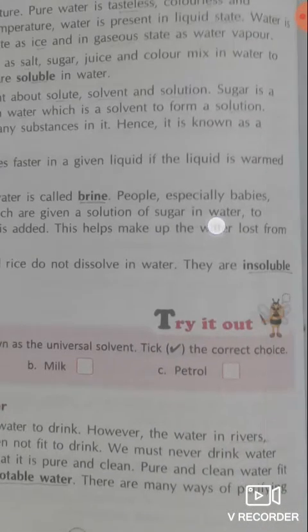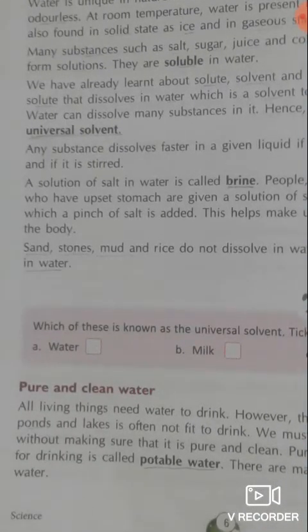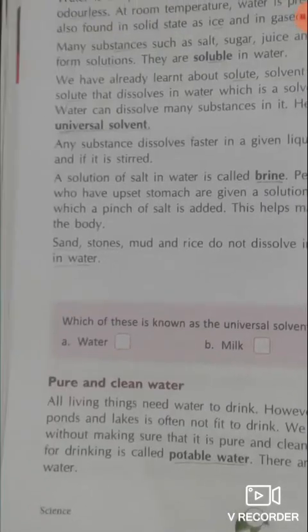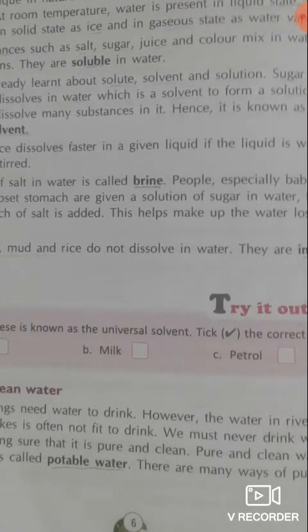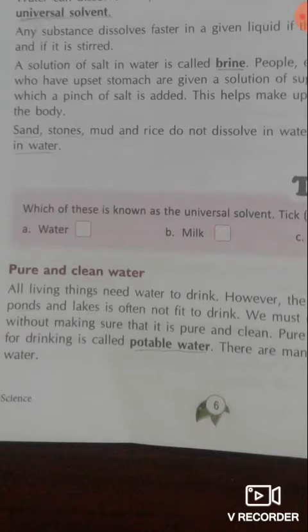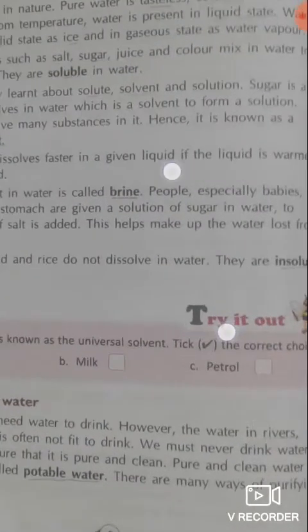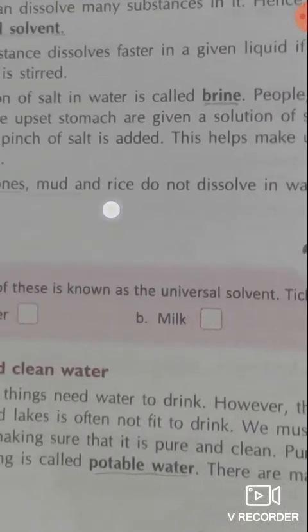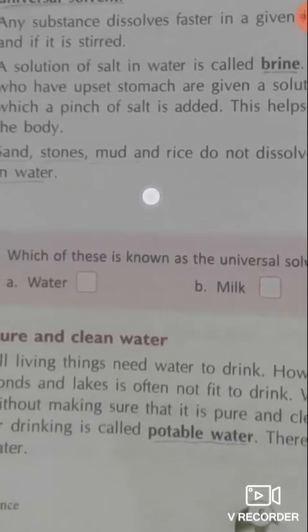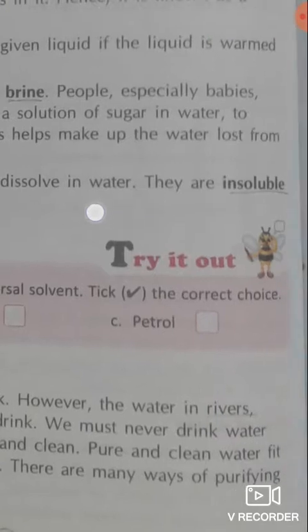People, especially babies who have an upset stomach, are given a solution of sugar in water to which a pinch of salt is added. This helps make up the water lost from the body. So in this way we can give it to the baby. Some substances do not dissolve in water, like sandstone and mud. These are called insoluble in water.